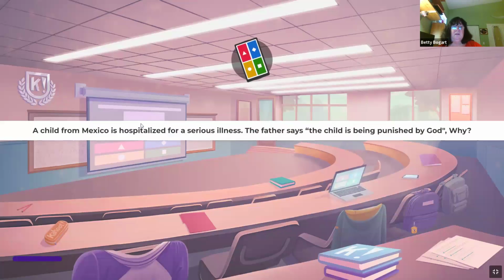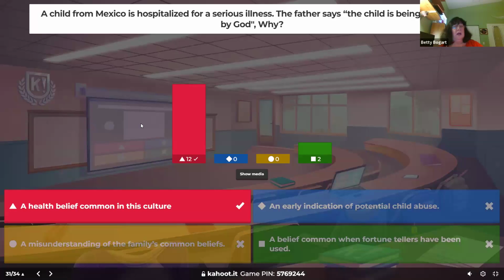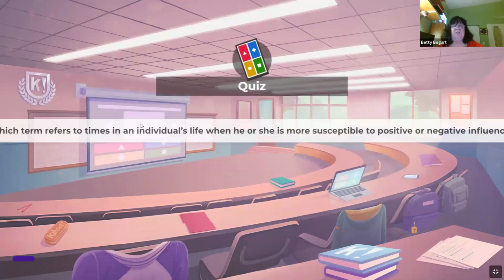A child from Mexico is hospitalized for a serious illness. And the father says the child's being punished by God. Why? Again, it's a common health belief. Children about preschool or up believe that if they get sick, it's because they did something wrong, that they're being punished. It's part of the way children think at that age.